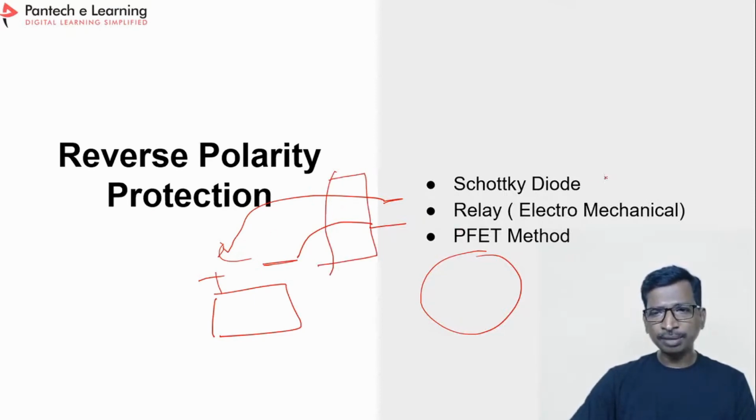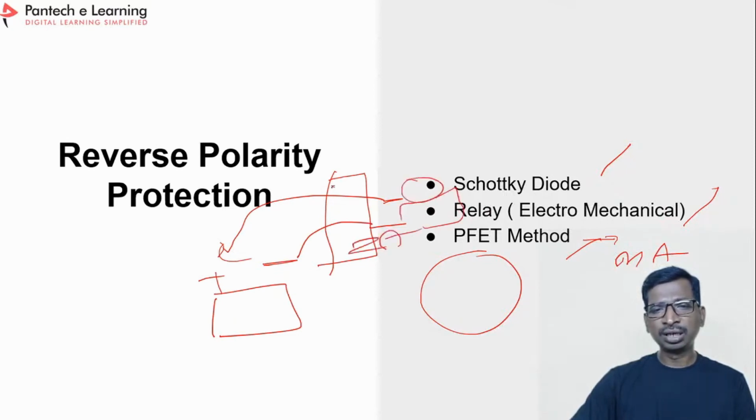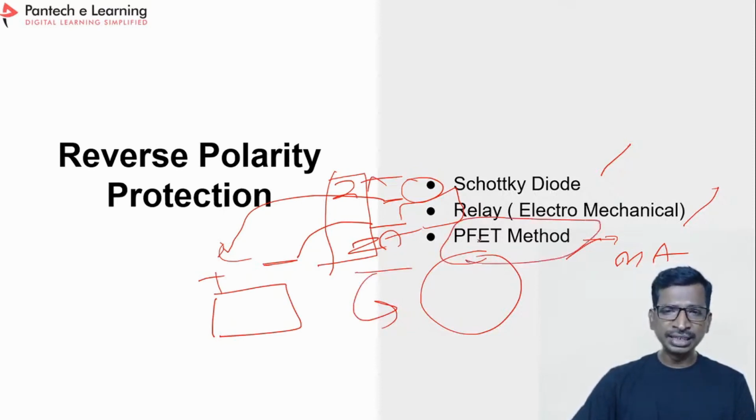For that, people are using a Schottky diode, like a simple diode, as well as an electromechanical relay, and then the PFET MOSFET method. It's an electronic circuit, so this can handle up to maximum current, whereas these others are limited to currents like 2 ampere maximum. If your battery current goes above that 2 ampere, then you have to go for this PFET method only. Let us discuss each of them. So please keep engaged with the entire class.